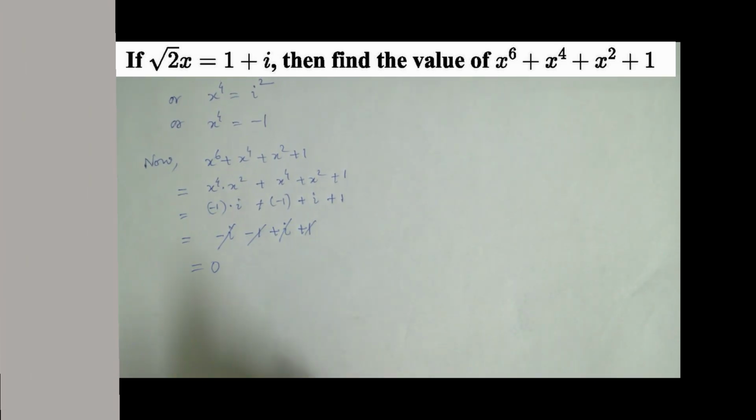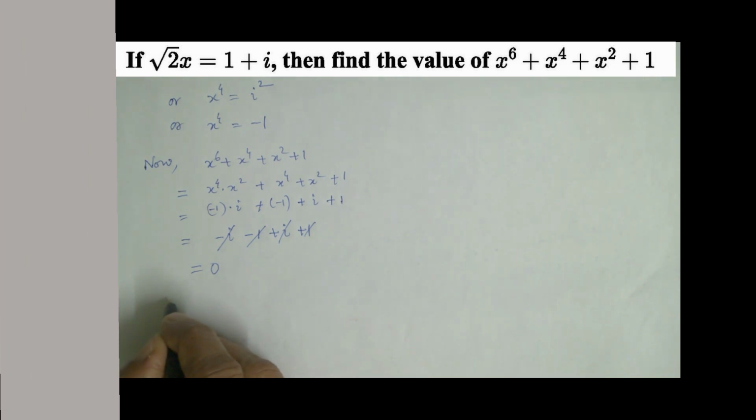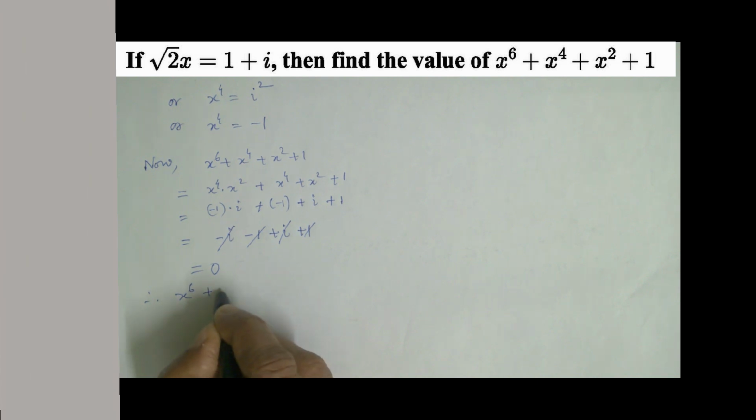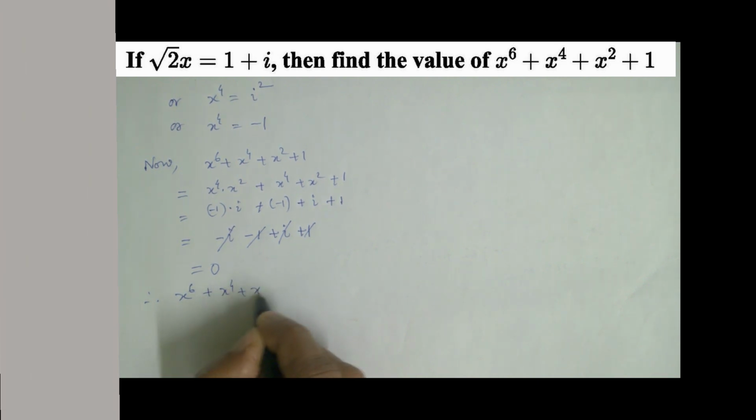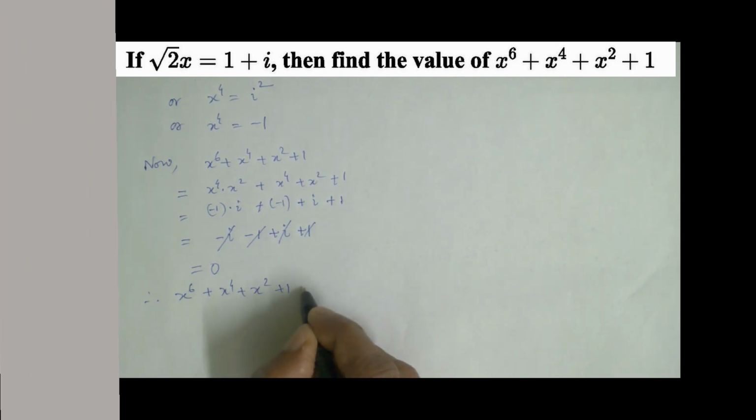Therefore our required answer, that is the required value of x to the power 6 plus x to the power 4 plus x square plus 1, is equal to 0.